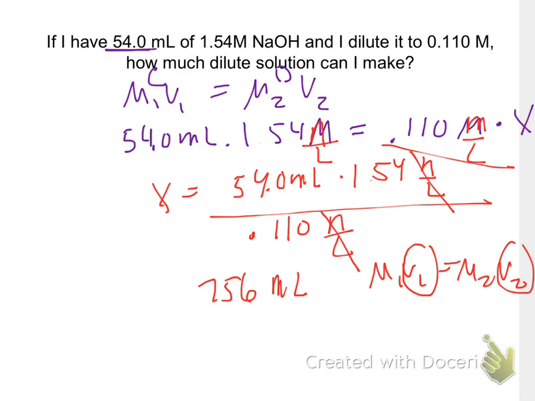Okay? So part of what we've just uncovered is that if I do my M1V1 equals M2V2, the units for volume can be anything as long as they are the same on both sides, because the molarity units are going to cancel out. Okay? So it could be ounces, it could be gallons, it could be liters, it could be milliliters. Okay, let's take a look at one more.